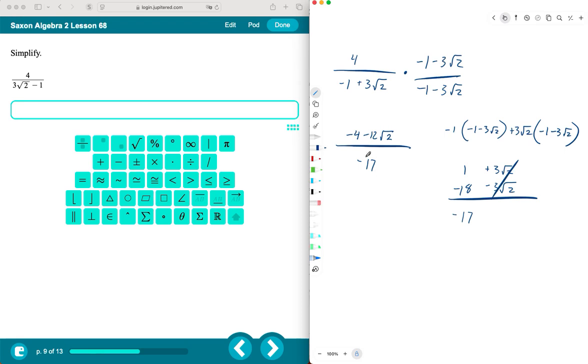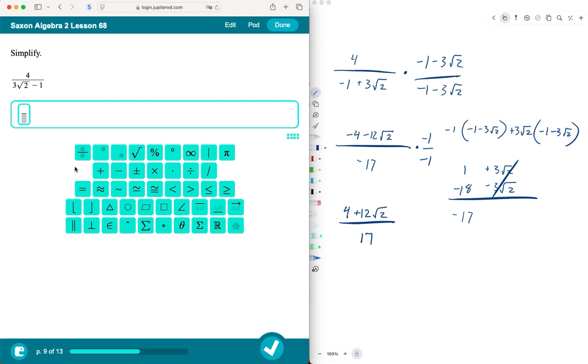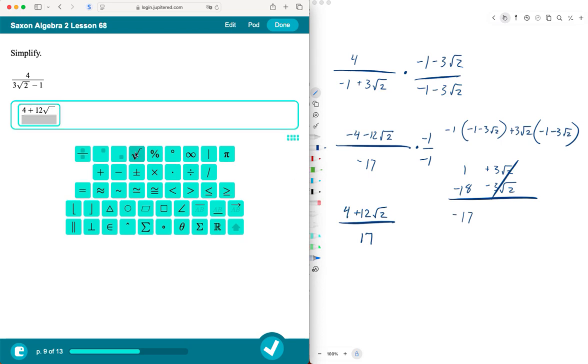Well, we know what happens when we have a negative in the denominator. Negative 1 over negative 1 factor is what we multiply by. So this changes the sign of everything. So what we have is 4 plus 12 times the square root of 2 over a positive 17. That should be your answer. We're going to double check that now. 4 plus 12 square root of 2 over 17. And that's correct.